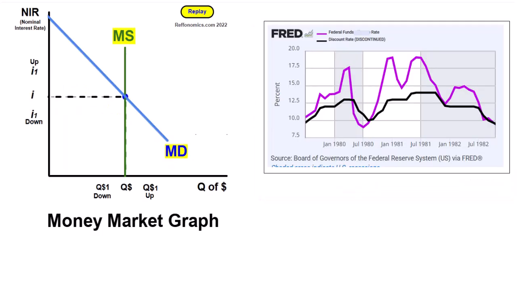Now, going back to the money market graph, this occurred from 1979 to 1982.